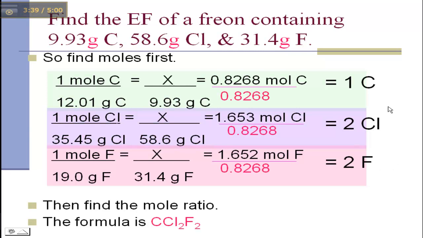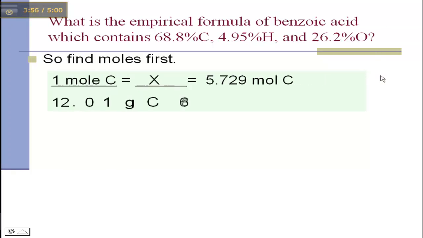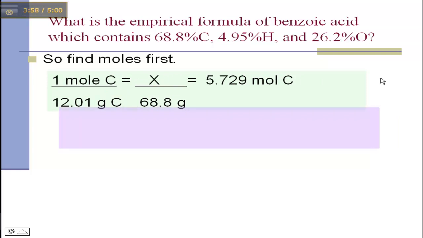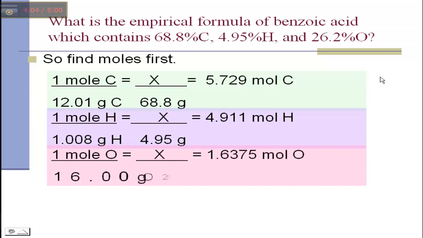So our formula is CCl2F2. One more example. We're going to find the empirical formula for benzoic acid. Now again, we have percentages here, so simply assume a 100 gram sample and change those to grams. So for carbon, we get 5.729 moles. For hydrogen, we get 4.911 moles. And for oxygen, we get 1.6375 moles.